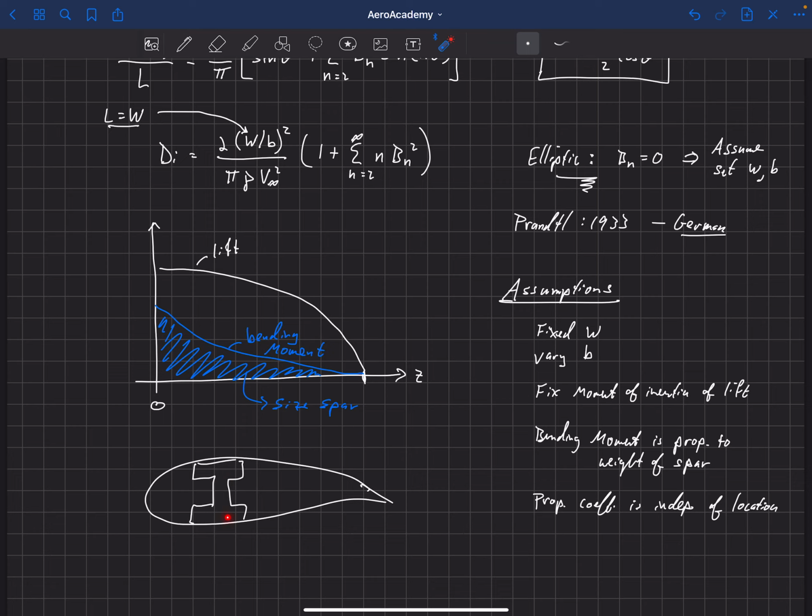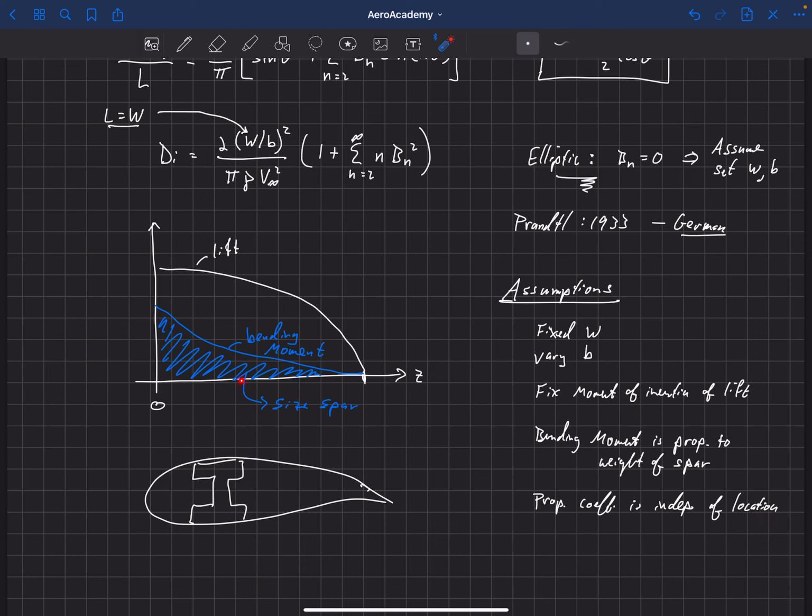And that proportionality constant is the same no matter where you are on this wing. Well, that's really only true if the thickness is the same at every location along the wing. So in order for that proportionality constant to stay the same, the thickness has to be the same. Now, he doesn't specifically say that, but because he's applying this assumption that the proportionality coefficient is independent of location, that directly implies that the thickness has to be the same across the entire wing.